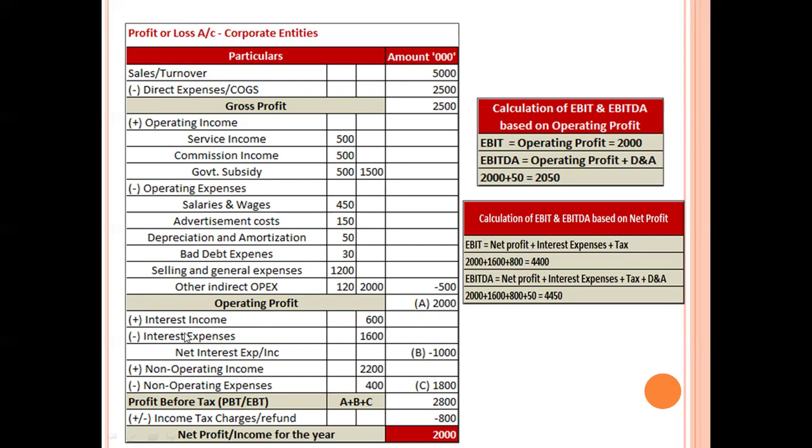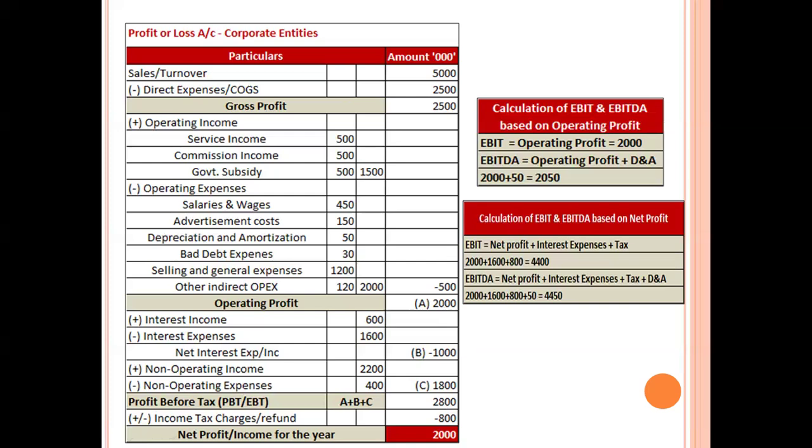Now we are gaining interest of 600 and paying interest of 1600. The difference, net interest expense, is 1000, again negative because interest expense has a negative flow. Then non-operational income and non-operational expenses, those two adjusted, come to 1800. Now 2000 minus 1000 plus 1800, because this is income, comes to my profit before tax, which is 2800.